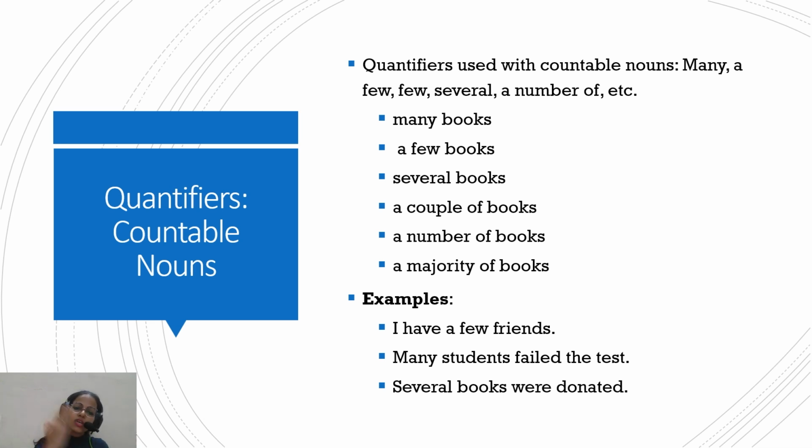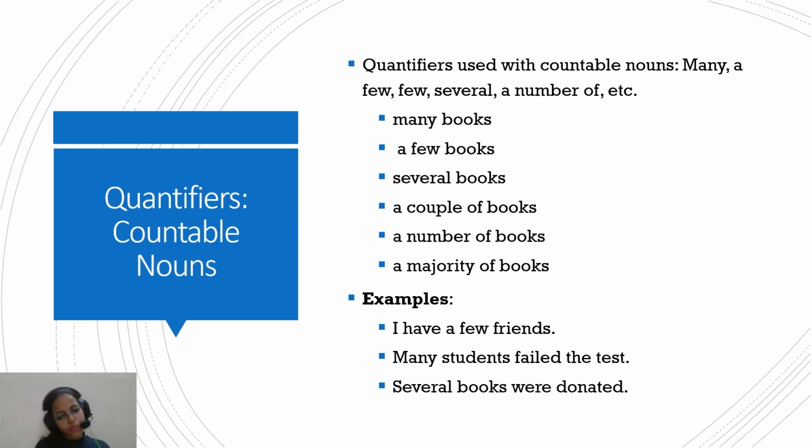Countable nouns give us a quantity. We can count them and it's a measurement of number. So when we say many, few, a few, several, a number of, these are the quantifiers used with countable nouns. So we say how many books? I've got a few books, several books, a couple of books, a number of books are on this subject. The majority of the books are submitted to the library.